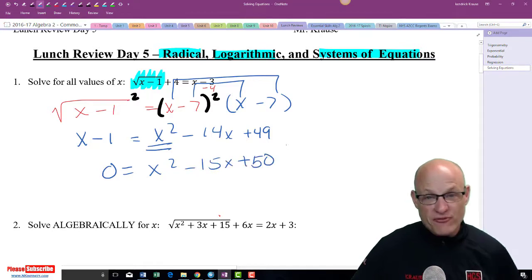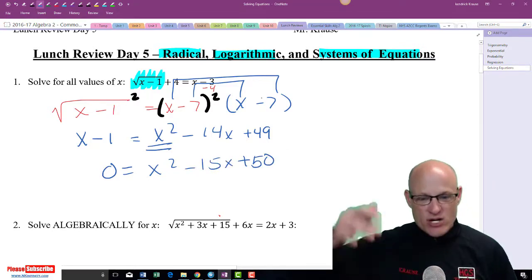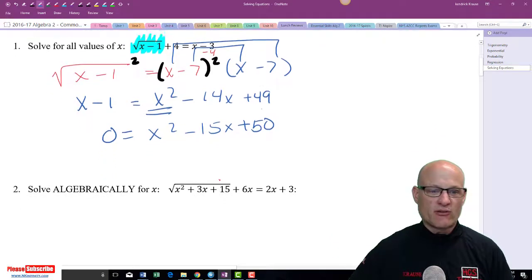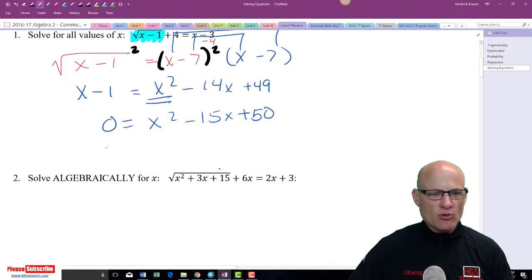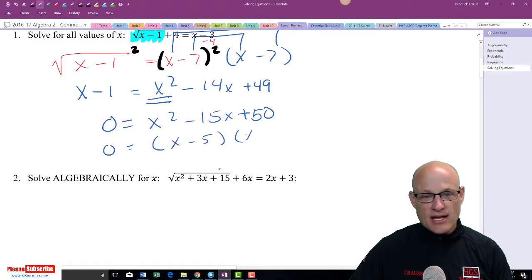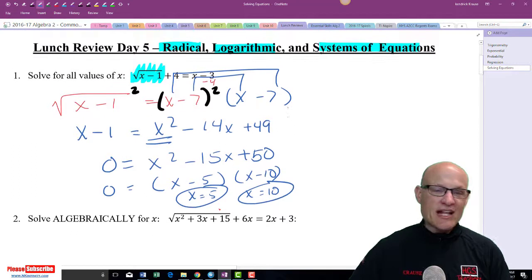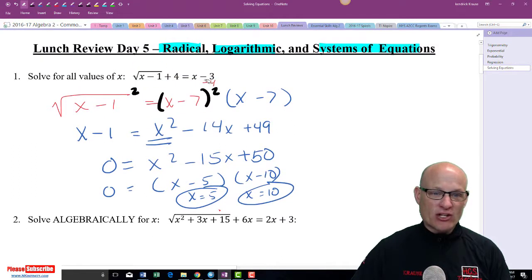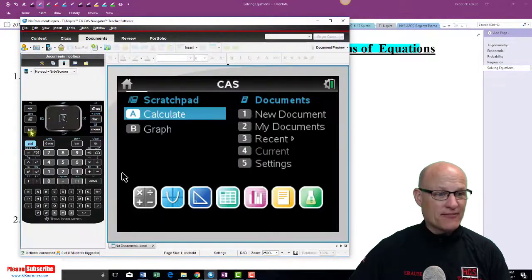You never want to factor when your x squared is negative. I will factor this one out. X minus 5, x minus 10. And my two solutions are x equals 5 and x equals 10. But there's like a 90% chance on an Algebra 2 test that one of these does not work. Maybe 90, even 95.